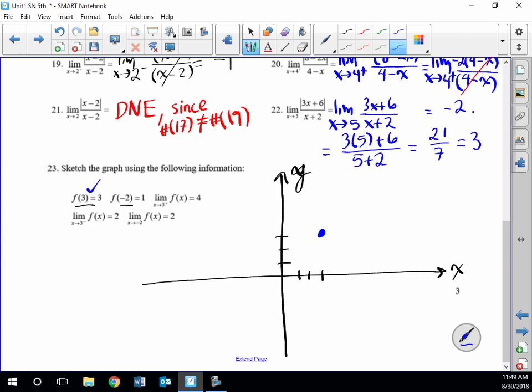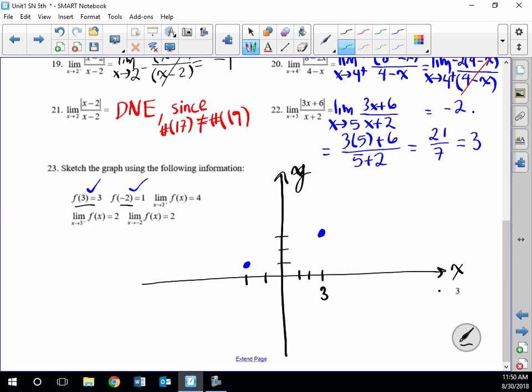Now, the next one says f at negative 2 is 1. So we want to go to negative 2 and then up 1 right here. So that takes care of this point. Now, the remaining pieces that they gave me are limits. So those limits, I have to take individually and look at them. This one here says it's coming from the right of 3. So here's 3.